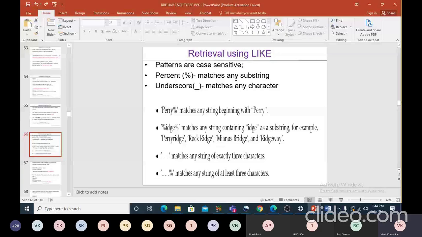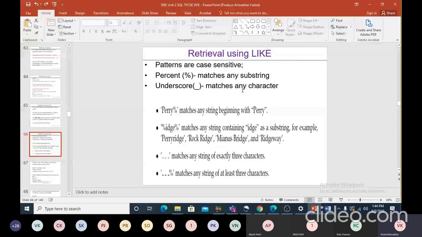The next special character used in the pattern is the underscore. The underscore matches any single character, but not a specific character. Again, I repeat, the pattern is formed by using two special characters. Percentage matches any substring, and underscore matches any single character.